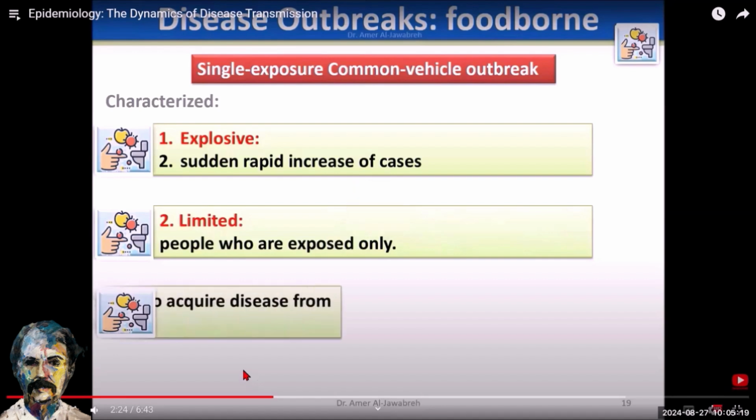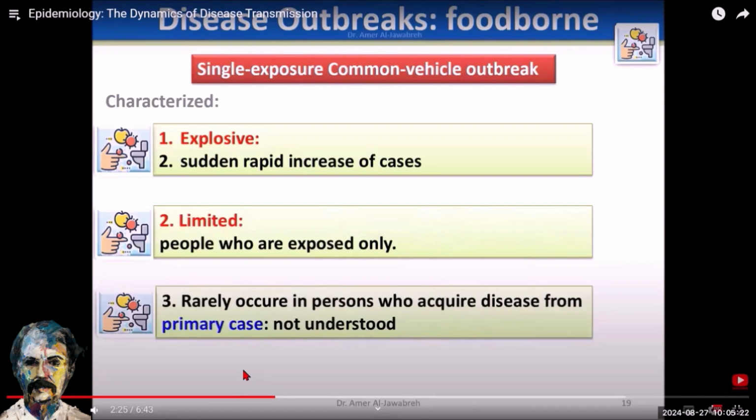And the third thing is that rarely do you, as the primary case, transmit this disease to your family. You were at the party, you got, let's say, gastroenteritis, and you don't pass it to your father or your brother or your daughter or your mother. Rarely does this happen. It's not understood, but that's what they say. Maybe there is not enough research. They should do research on this, to give us an explanation. The primary case remains as primary. Very rarely you see somebody else. So it's explosive, limited, and untransmittable to somebody else.